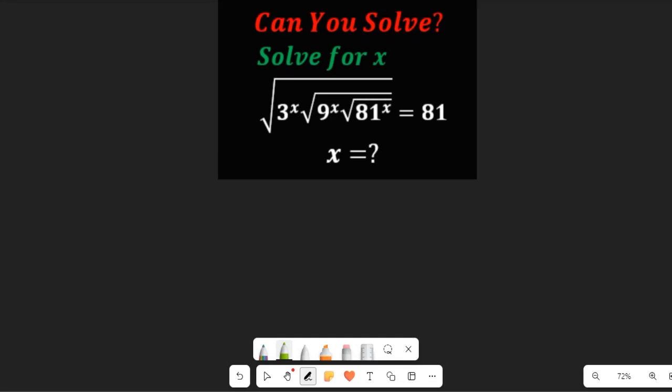Hello, let us solve this nice radical simplification problem using two methods.